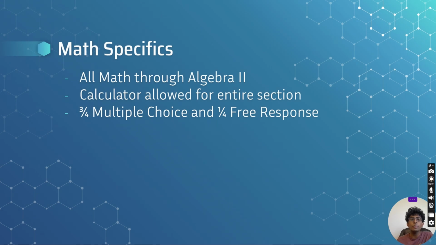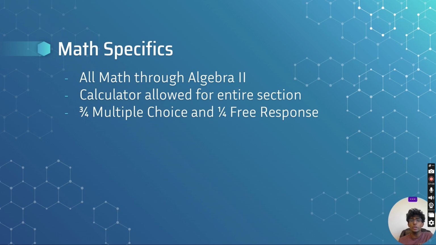All right, then the math section, a brief overview of it. It's testing all your math through Algebra 2. So like Algebra 1, Geometry, Algebra 2, all those math concepts. You're allowed a calculator for the entire section. You're also being tested on probability and statistics, by the way. There's also going to be a Desmos graphing calculator embedded into Bluebook, which is where you're going to be doing the test. So you can use that as well.